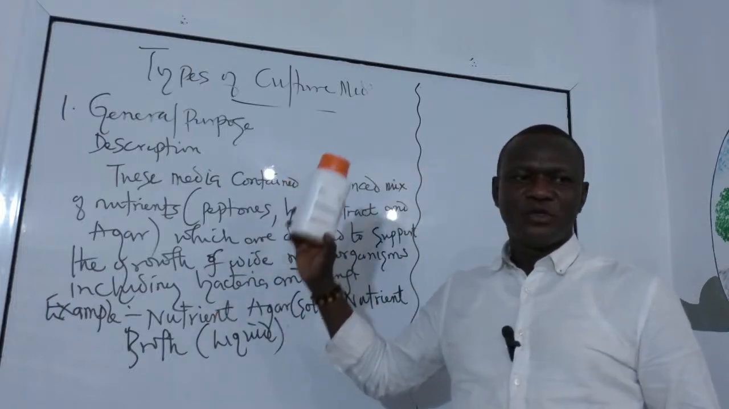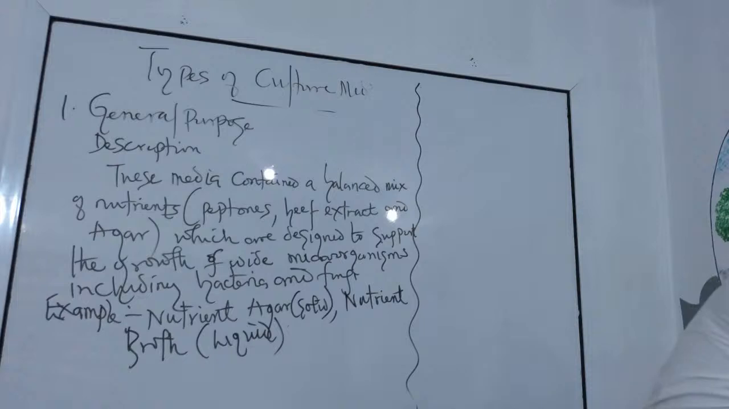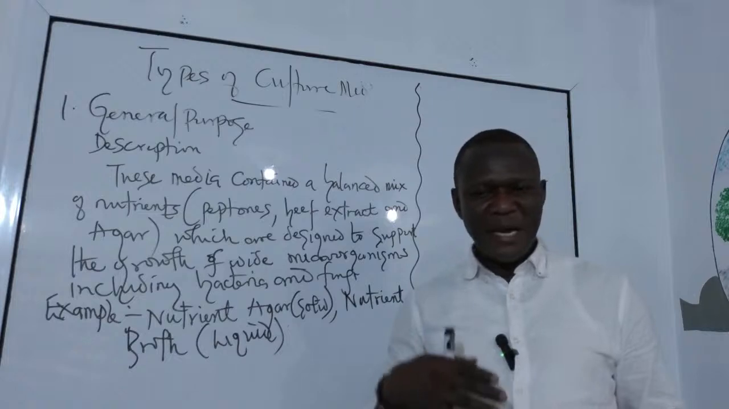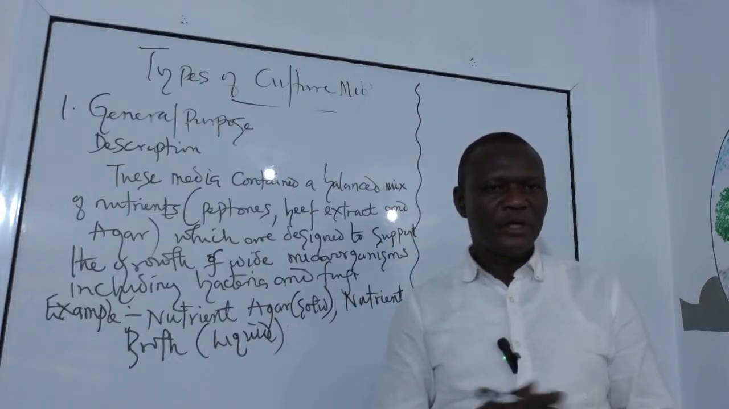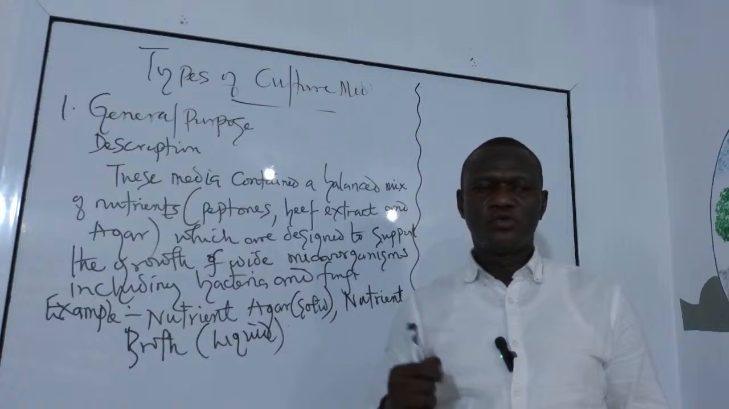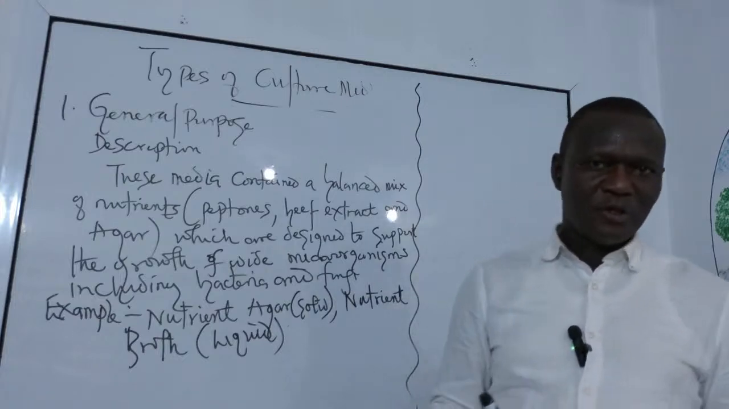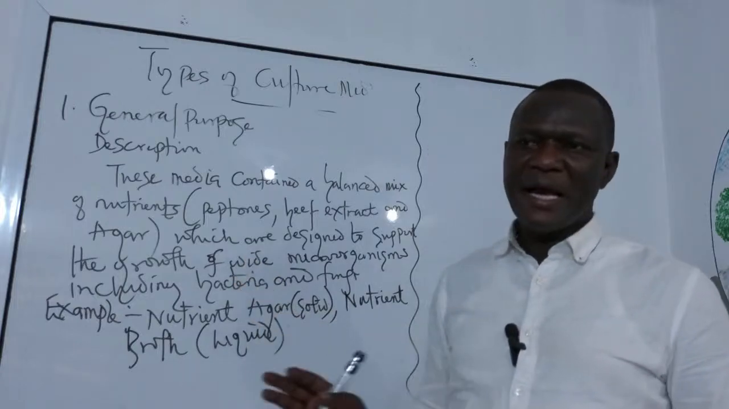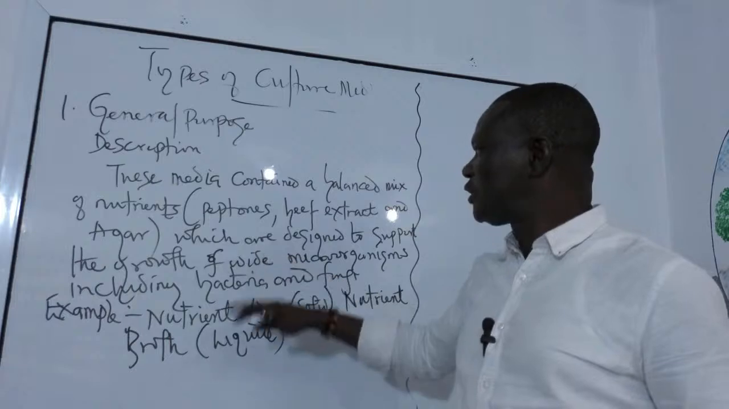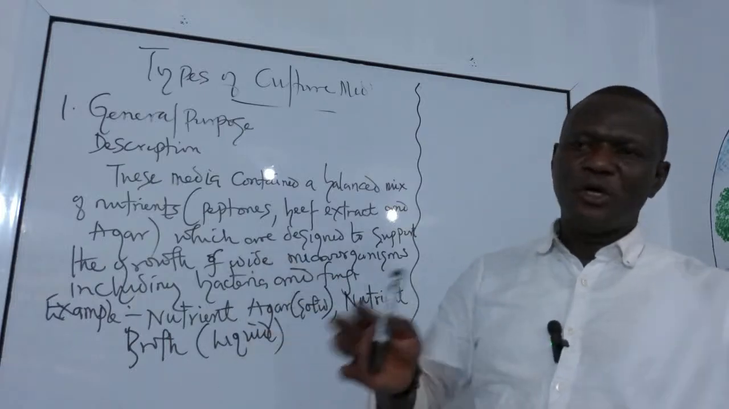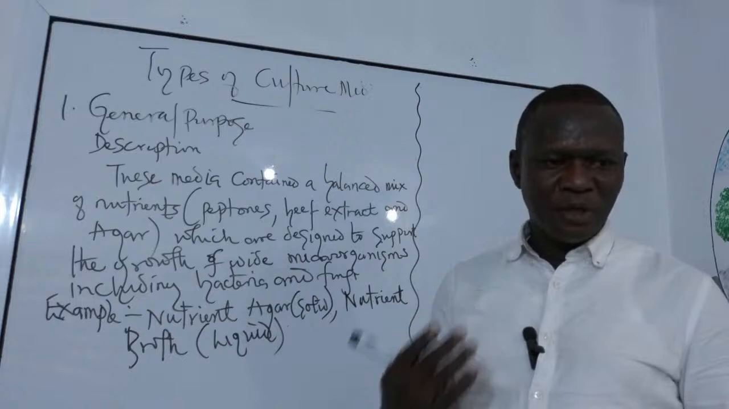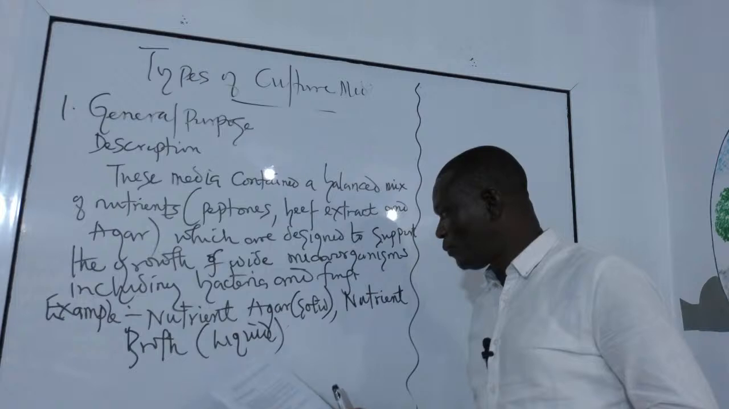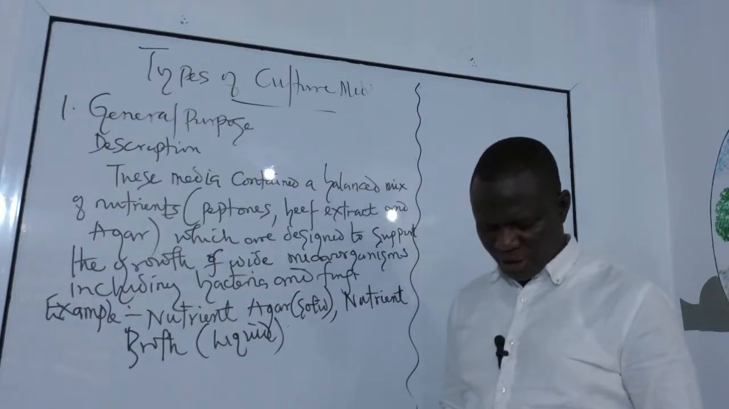So if you don't have anything in mind, you just want to culture, you just want to grow microorganisms, so you are not bothered about whether you want to use it for identification. If you want to use it for identification, that is when you use a different agar entirely. But for general purpose, you just want to grow microorganisms, so you make use of a nutrient agar, and the liquid form of nutrient agar is called the nutrient broth.